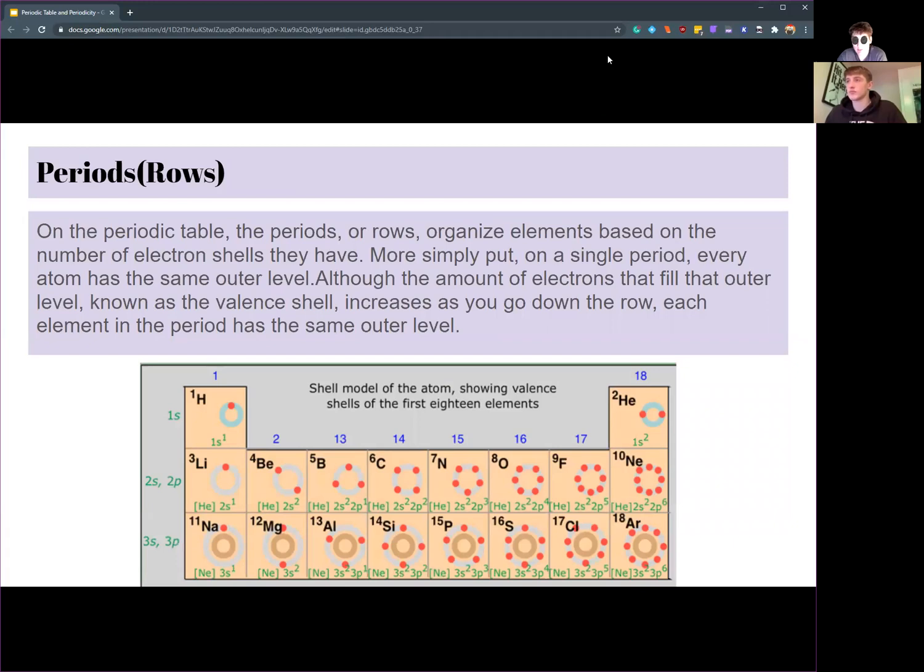Okay, so period is the name for the row. On the periodic table, there are 7 periods, and they organize elements based on the number of electron shells that they have. On a single period or row, every atom has the same outer level, which is the valence shell. The number of electrons that fill that outer level increases as you go along the row, but each element in the period has that same outer level.